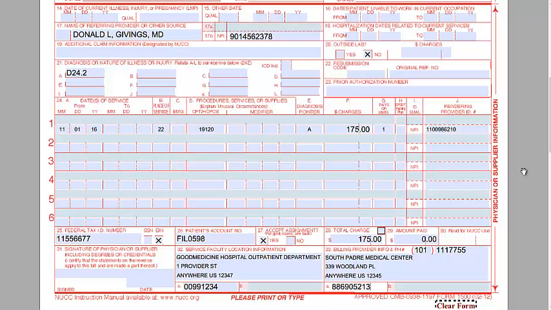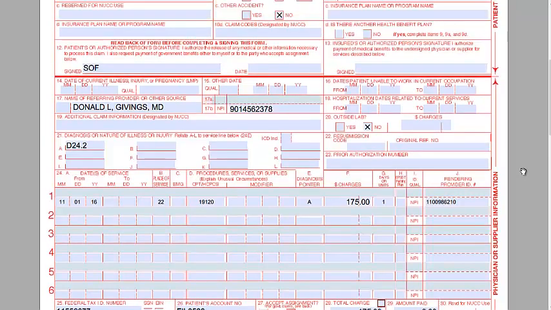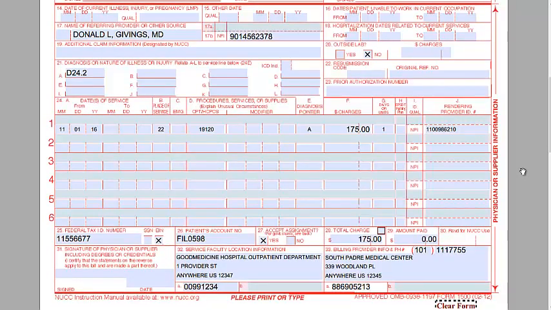And this completes the instructional video on how to complete a CMS 1500 form for a patient who has Medicare insurance.